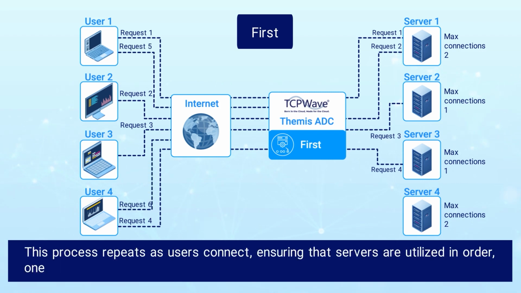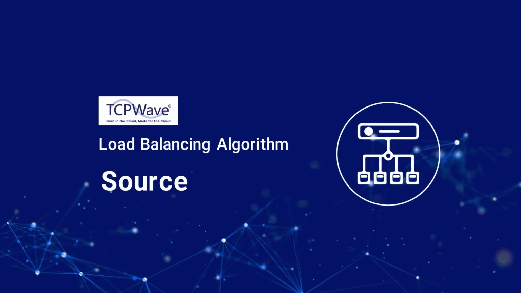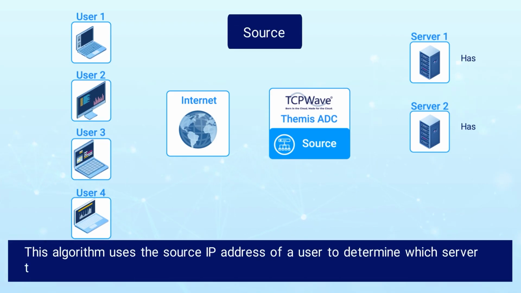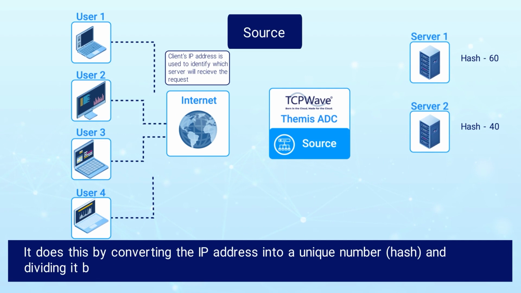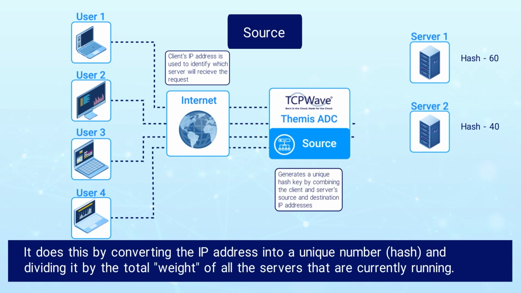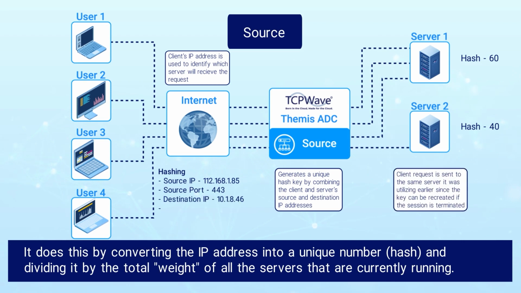This process repeats as users connect, ensuring that servers are utilized in order, one at a time, based on their availability and connection limits. Source. This algorithm uses the source IP address of a user to determine which server they should connect to. It does this by converting the IP address into a unique number, hash, and dividing it by the total weight of all the servers that are currently running.